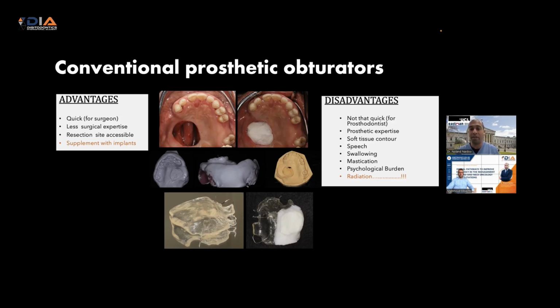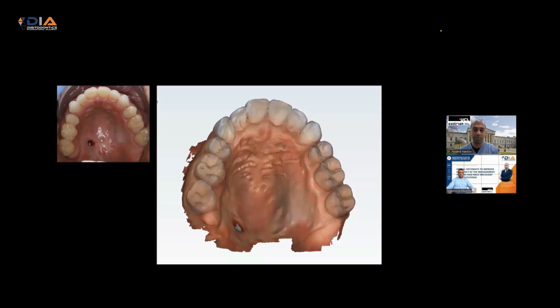And as soon as you introduce radiation into these patients, a tissue-borne obturator becomes quite a tricky thing to have in place and can create quite complex problems down the line. But where digital technology has helped us, and this is quite a small defect, the patient had a tumor in the hard palate, soft palate junction, and it's been reconstructed a few times, but they could not close that defect. And so the patient came to see us.